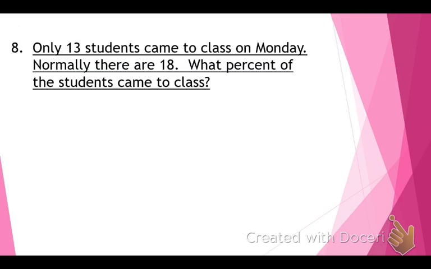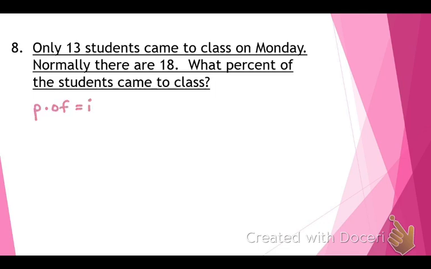For the story problem here, there's a number of ways you can come up with the answer. You can use your proportion, you can use your percent equation, or you can just use common sense. Okay, so let's look at this. Only 13 students came to class on Monday. Normally there are 18. What percent of the students came to class? How many of you would say you used the percent equation to figure this out? Okay, what is the percent equation?